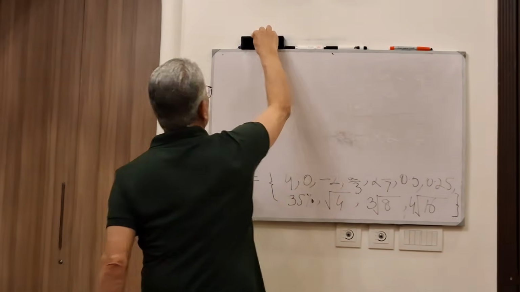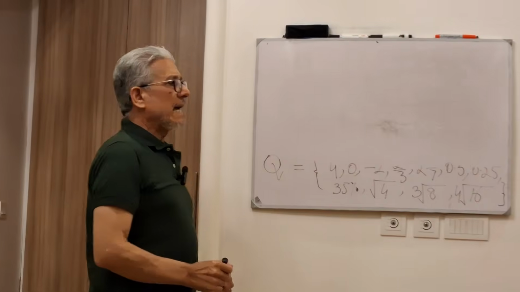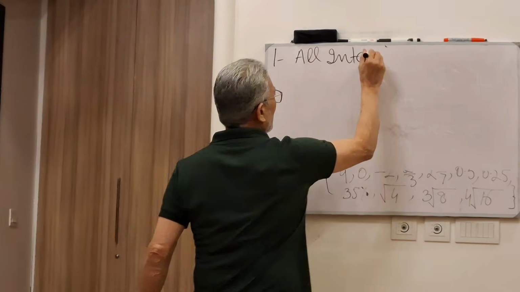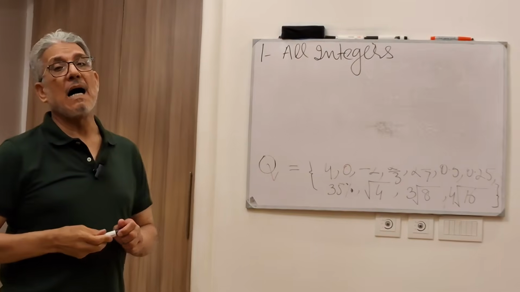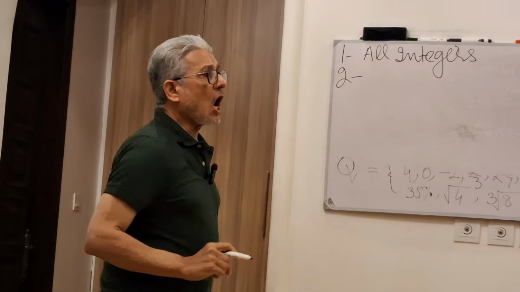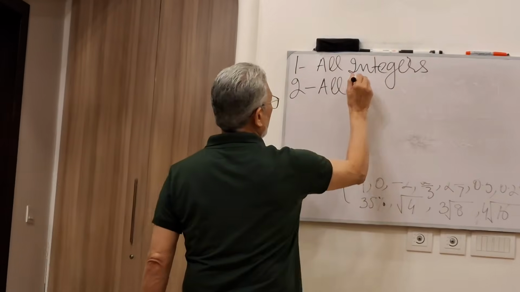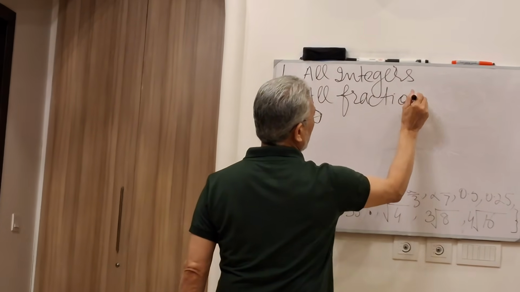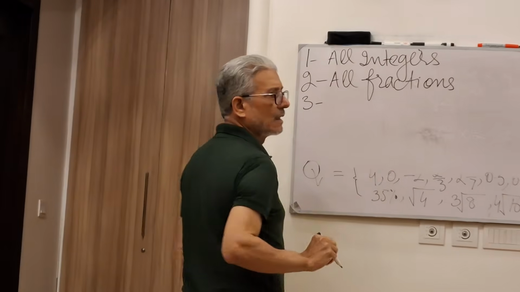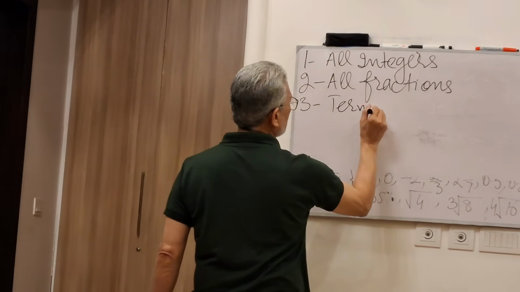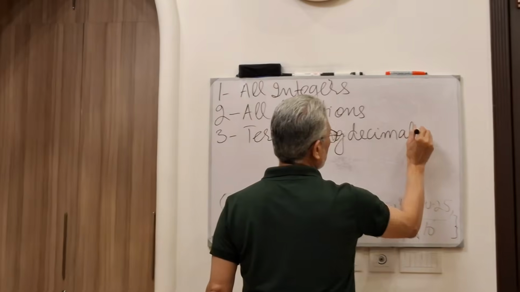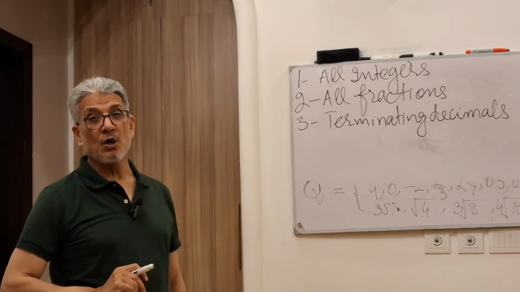So far, we have learned that number one, all integers are rational numbers. Number 2, all fractions are rational numbers. Number 3, terminating decimals. Terminating decimals, they are also rational numbers.